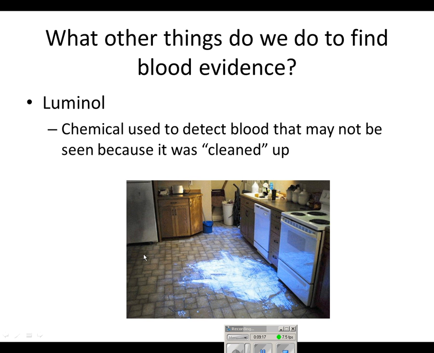And then there's other things we can do to find blood evidence. We can use a chemical called luminol, which detects blood that may not be seen originally because the person tried to clean it up. And all it does is it kind of glows or fluoresces when you spray it onto blood.